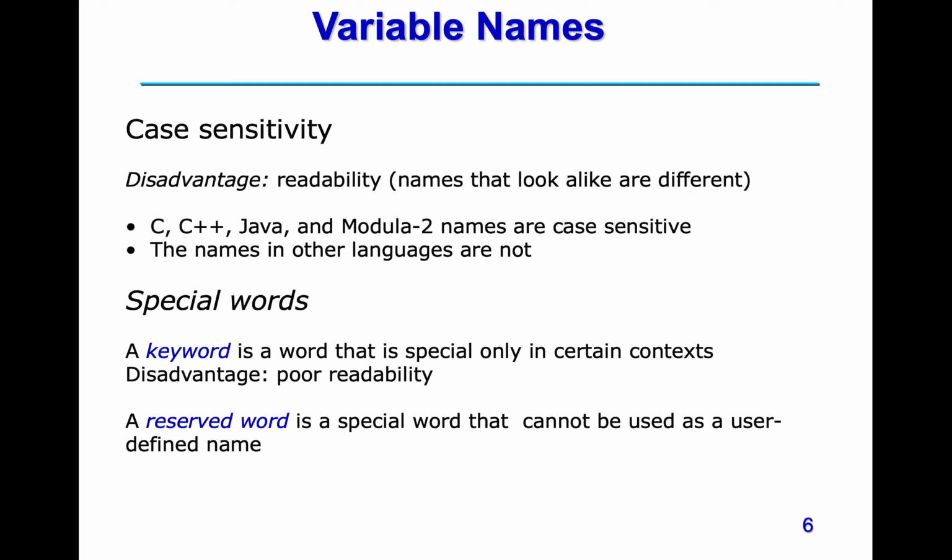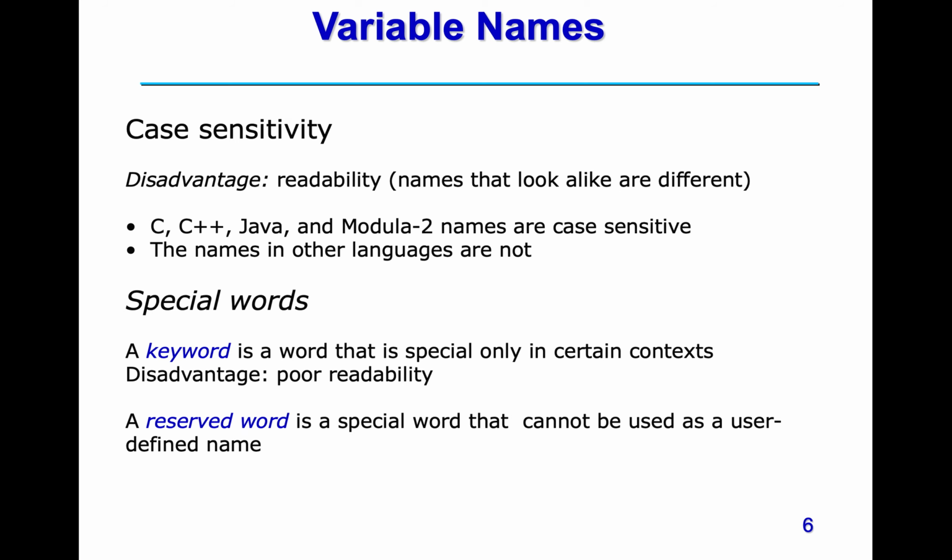We have things called keywords and reserved words. Don't worry about that. This is just some of them, and the definitions of the two sort of overlap. A keyword is a word that's special only in certain contexts. The disadvantage of that is poor readability, especially if you don't know the keyword. Reserved words are those that can't be used as user-defined names. A reserved word would be something like a known construct like switch or case or main. Those are reserved words.